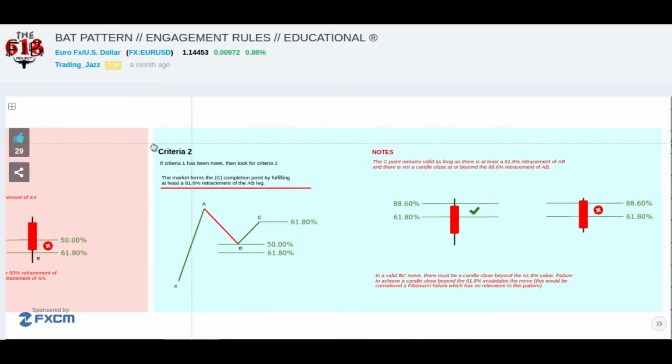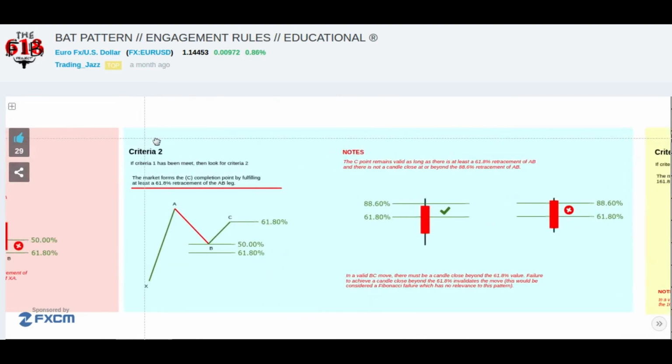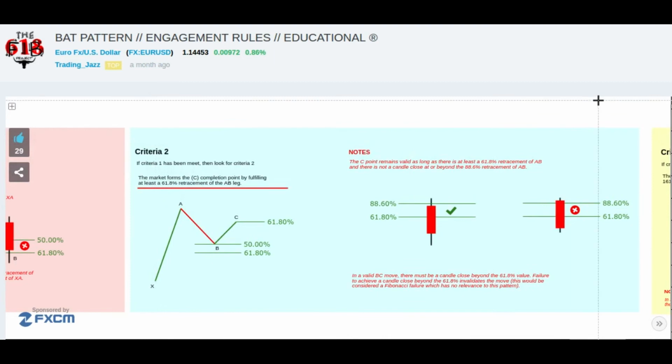Criteria 2. If criteria 1 has been met, then look for criteria 2. The market forms the C completion point by fulfilling at least a 61.8% retrace of the A to B leg. Note, the C point remains valid as long as there is at least a 61.8% retrace of A to B and there is not a candle close beyond the 88.6% retrace of A to B.